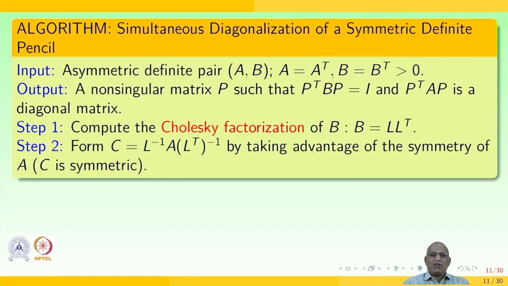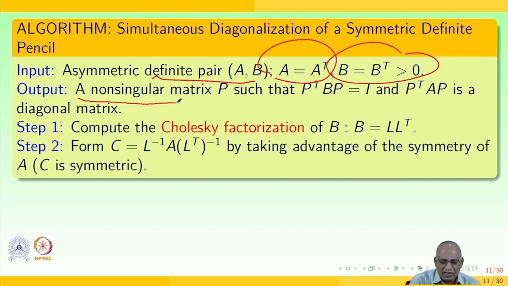So the algorithm is as follows. Simultaneous diagonalization of a symmetric definite pencil. What is the input you have? The input is a symmetric definite pair A, B, that is A is equal to A transpose, B is equal to B transpose. The output is a non-singular matrix P such that P transpose BP is equal to I and P transpose AP is a diagonal matrix.